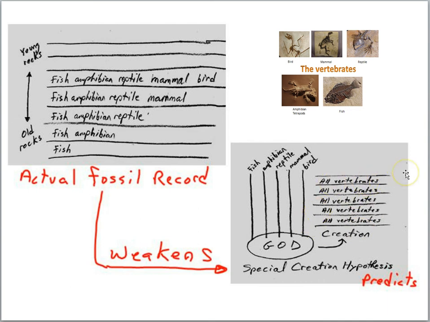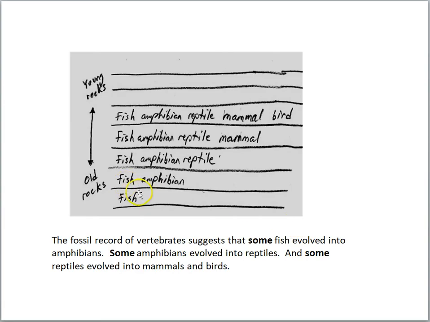So again, Darwin is always in his mind making observations to see how these observations either support or weaken the prevailing view at the time, and that was the special creation hypothesis. So the fossil record weakens the special creation hypothesis and supports the hypothesis of species change over time. Now the vertebrate fossil record suggests something fascinating, that at one point in time there were only fish. They were the only vertebrates on Earth.